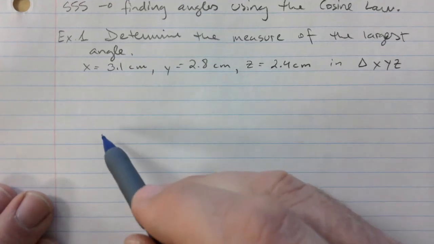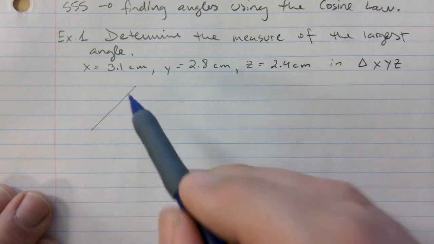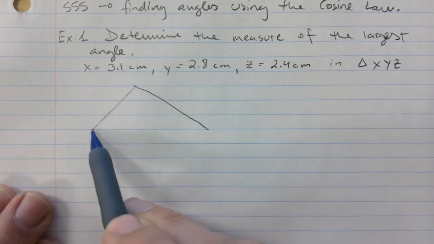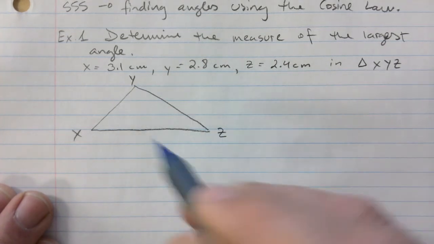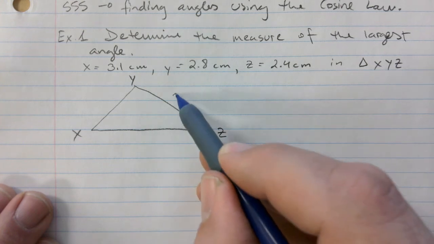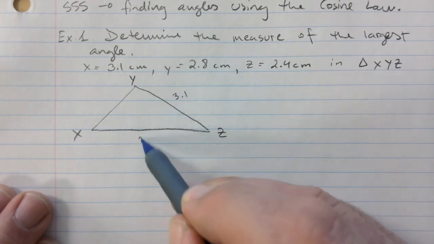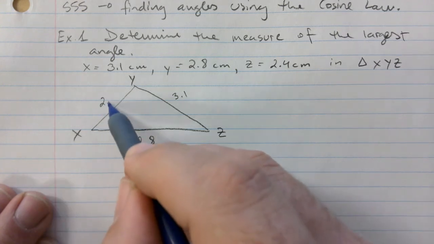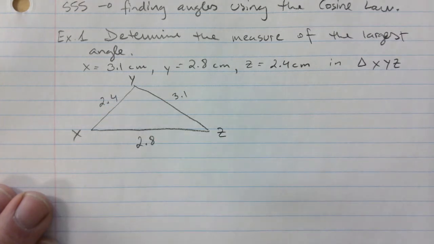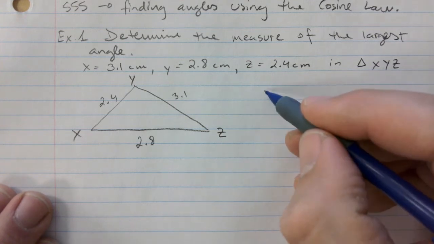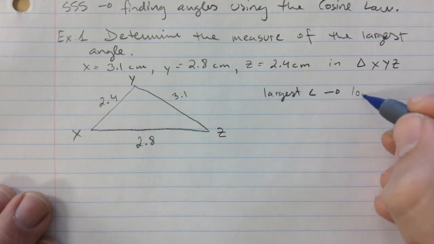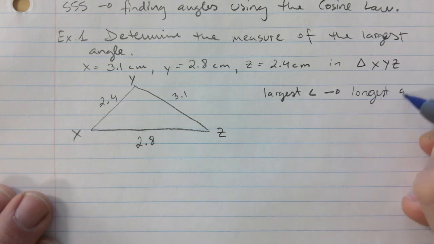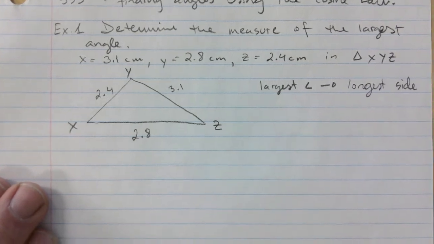No diagram provided. So you're going to draw a diagram that is not to scale, like that. You're going to go X, Y, Z. It doesn't matter if you go clockwise or counterclockwise. This is 3.1. This is 2.8. And this is 2.4. The largest angle is across from the longest side. Keep that in mind. It's going to save you a lot of grief sometimes.